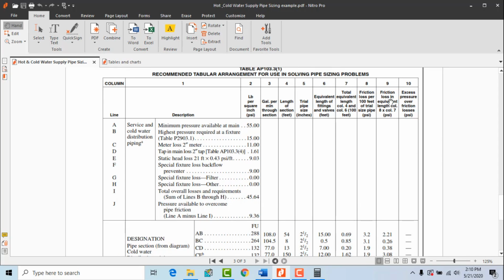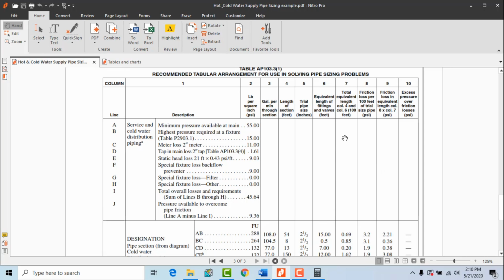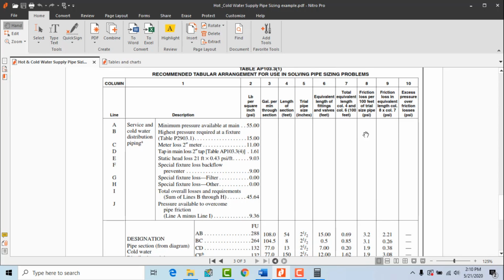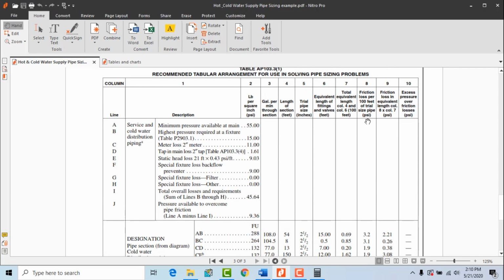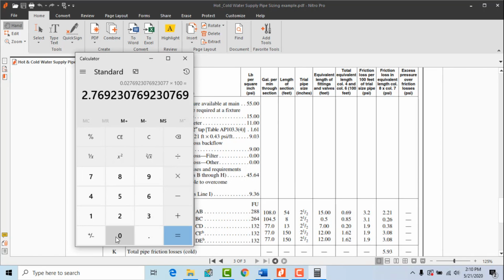So next column is the friction loss in equivalent length. So now we know the total equivalent length based on our straight length of the pipe and based on our valve and the fittings, and we know the friction loss per 100 feet based on our trial pipe size. So friction loss in equivalent length will be, we need to multiply column 7 and 8, you will get the friction loss in equivalent length.